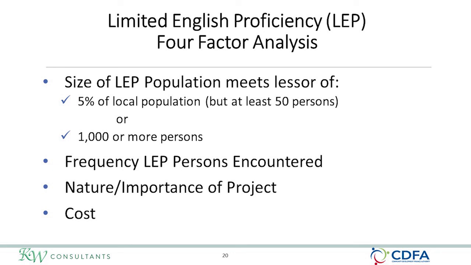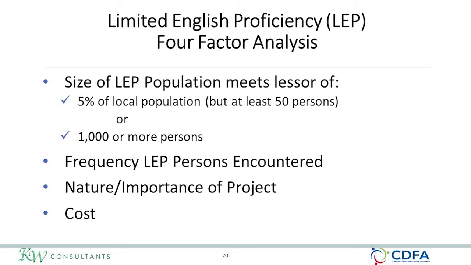Second, assess the frequency of LEP persons encountered. Will the project provide direct assistance to beneficiaries? If so, you may have significant contact with LEP persons, even though your LEP population does not meet the HUD threshold. Third, consider the nature or importance of the project to LEP groups. Will the project target an LEP population? For example, assistance provided to a Hispanic community center would have significant impact on that LEP group.